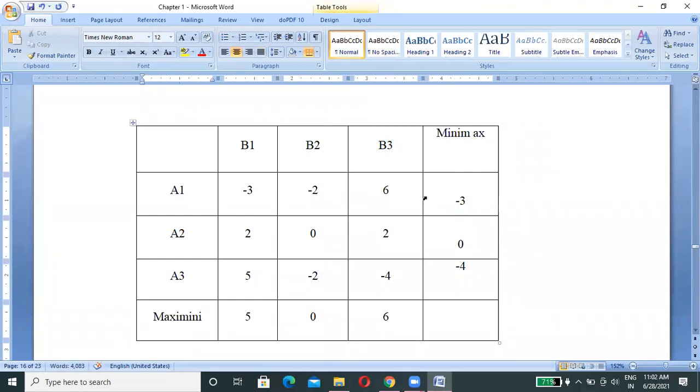You see the row wise. First row, the minimum value is -3, and in the second row, 0 is the minimum value. The next one, -4 is the minimum value. Then we completed row wise. Then column wise, the maximum value is here, 5 is the maximum value.